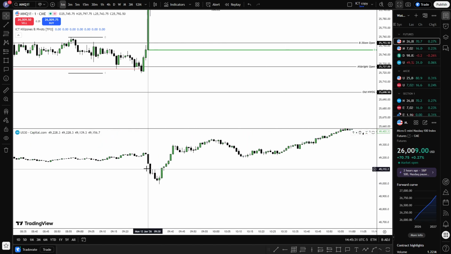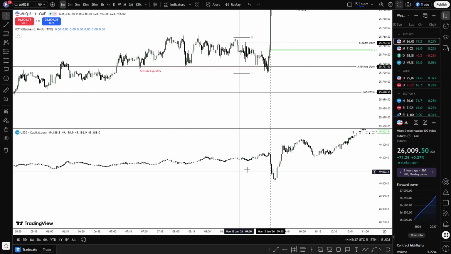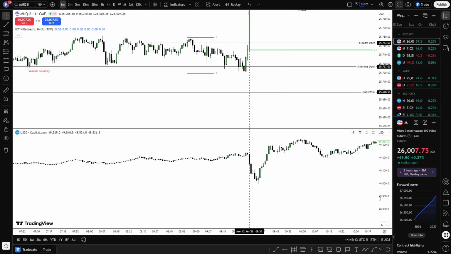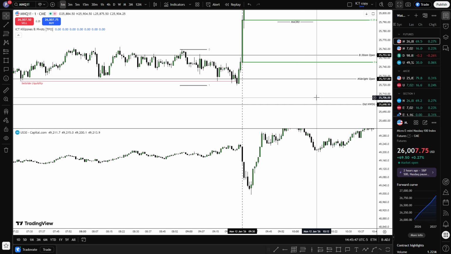NQ didn't take out the low, but US30 did take out the low. Yeah, so that's smart money technique. Yeah, we can expect price to go higher.